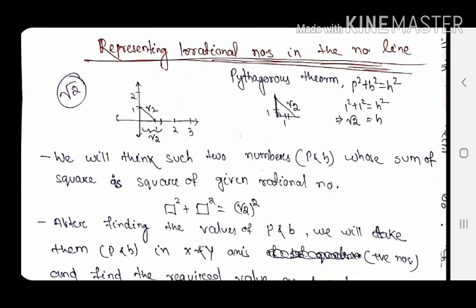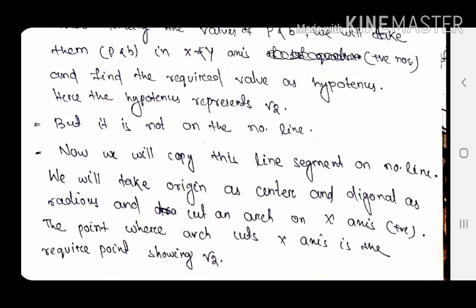After finding the values of p and v, we will take them on the x axis and y axis. Just like I will draw the x axis and y axis perpendicular to each other. On the x axis I will take 1 unit and on the y axis I will take 1 unit. It is now a right angle triangle. I will complete the triangle and I will get the diagonal. The value of that diagonal is √2, but that diagonal is not on the x axis, what we say the number line. So the next task is to copy that √2 which is in the diagonal onto the main number line, that is the horizontal x axis.